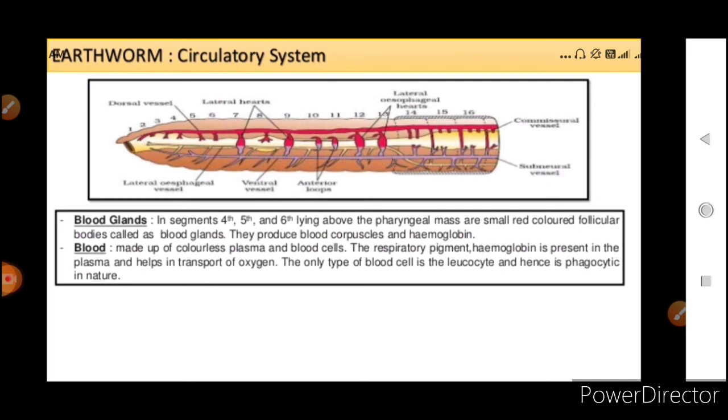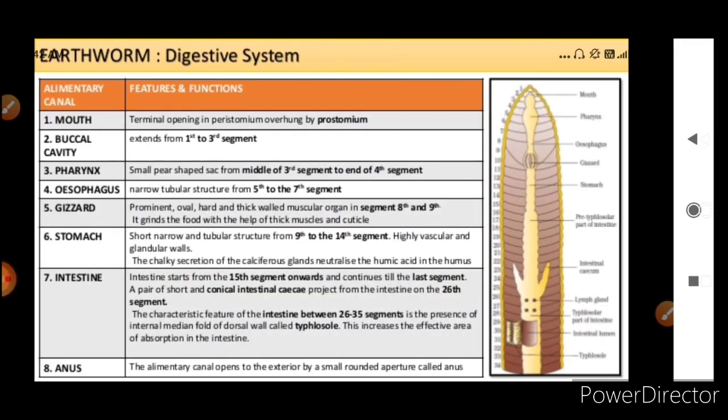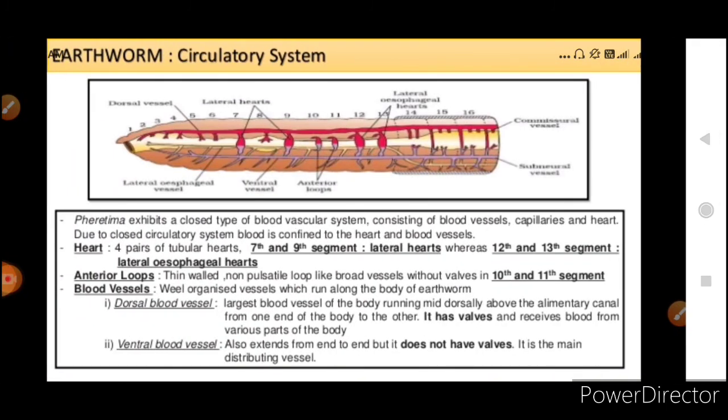And the blood is made up of plasma and blood cells. The respiratory pigment hemoglobin is present in plasma and helps in the transport of oxygen, and only leukocytes are present in the blood, which are phagocytic in nature, so that they engulf any germ and kill it, like a WBC. So this was morphology, the digestive system, and the circulatory system in earthworm.